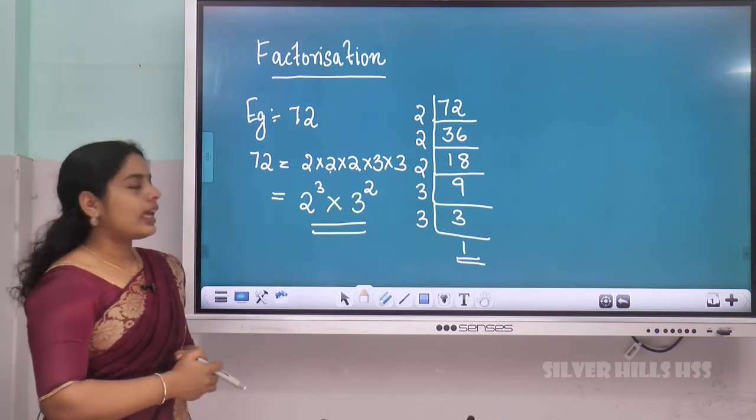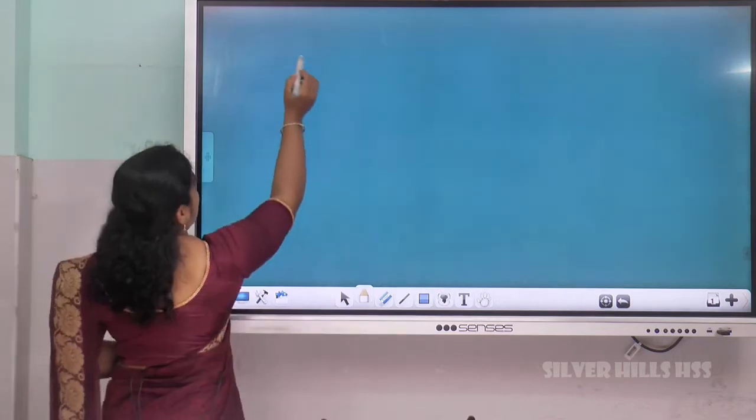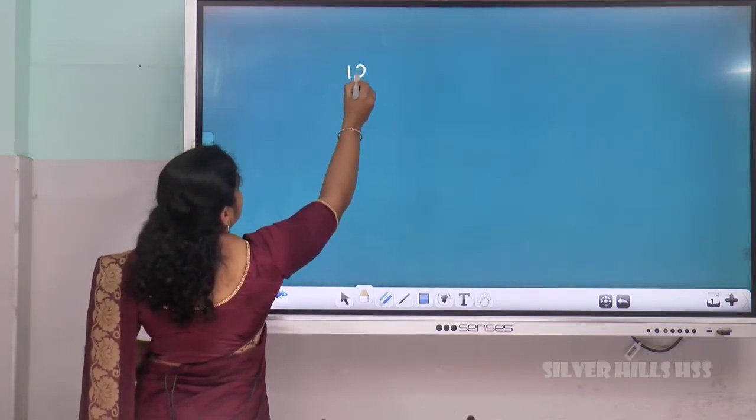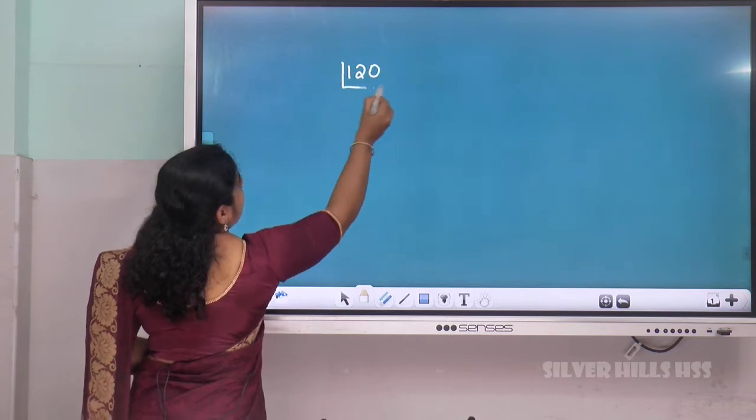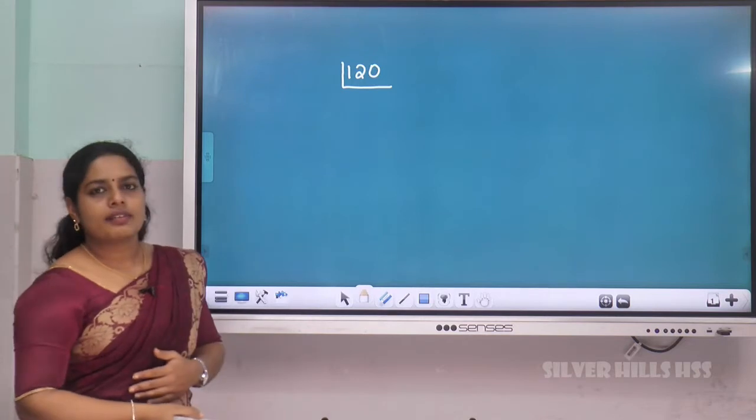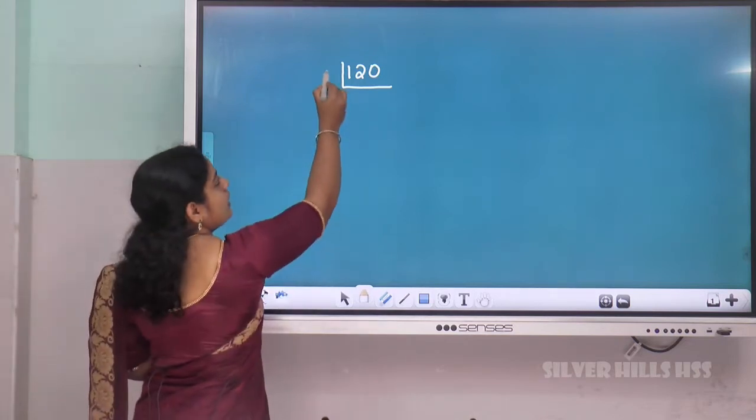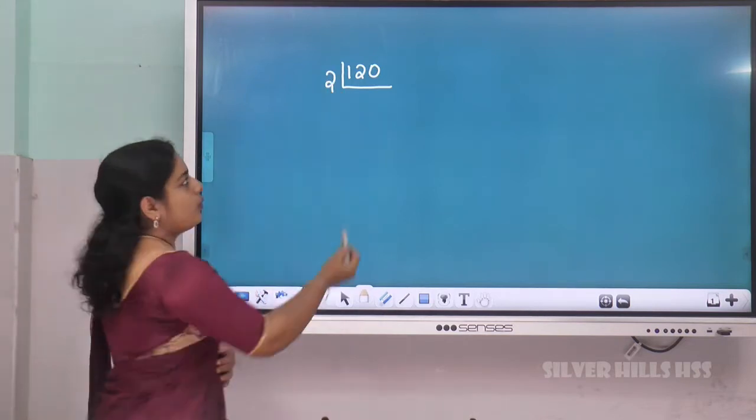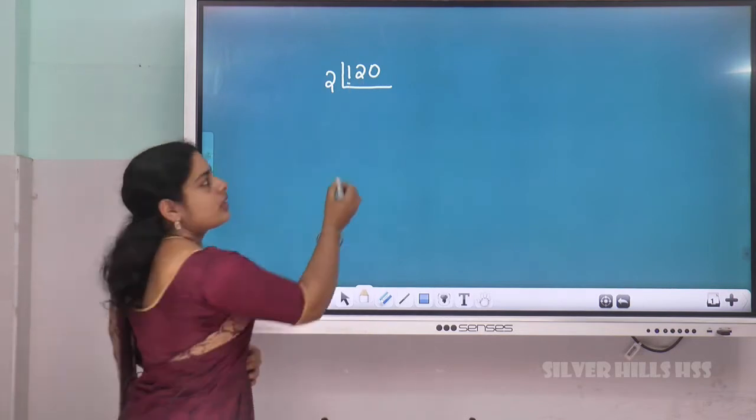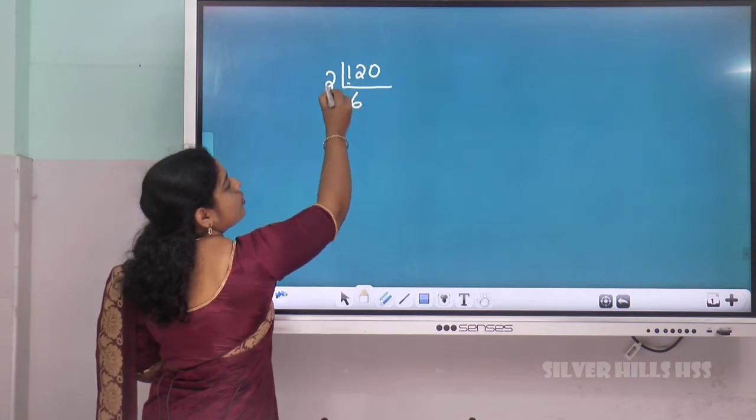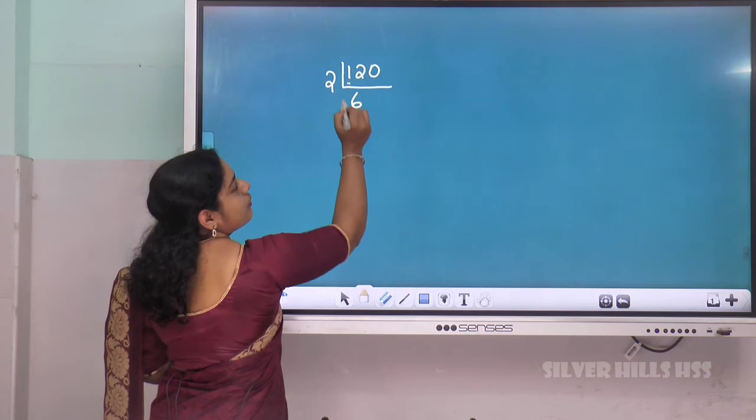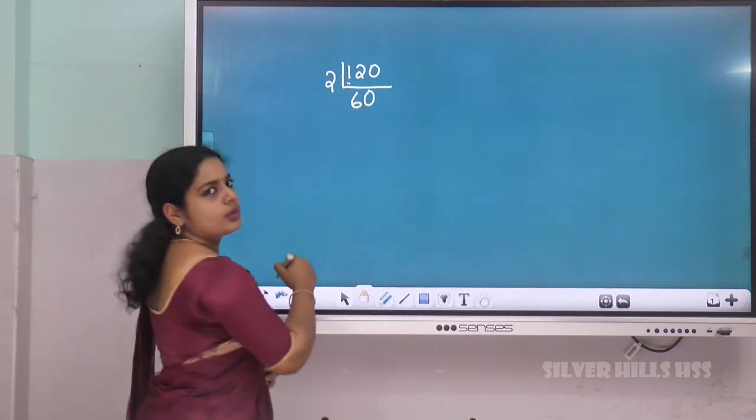Okay, let us take another example. Let it be 120. We are going to prime factorize 120. 120 is an even number, so we will divide this by 2. Now first of all take 12. How many 2s are there in 12? 6 twos are 12, and how much into 2 will give you 0? 0. Okay, so it is 60.